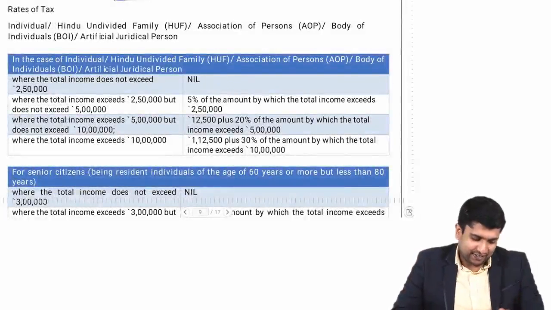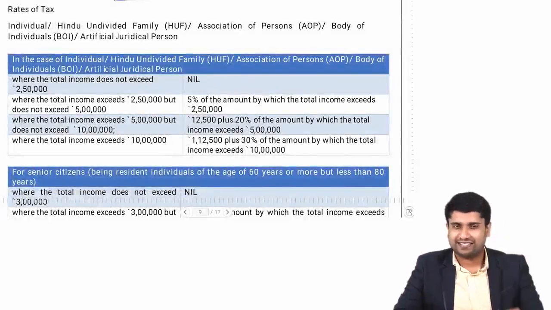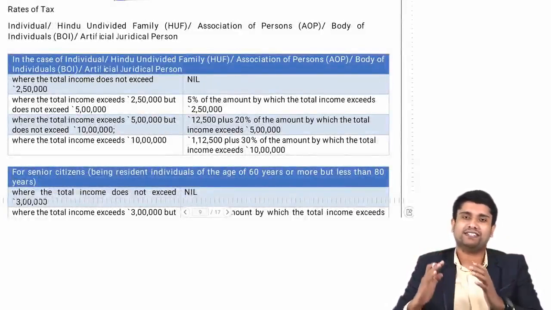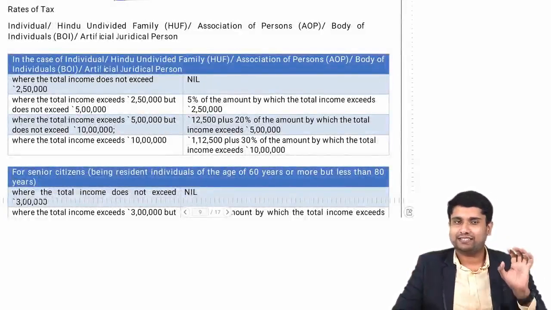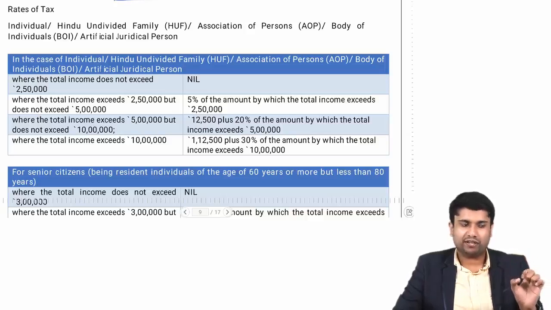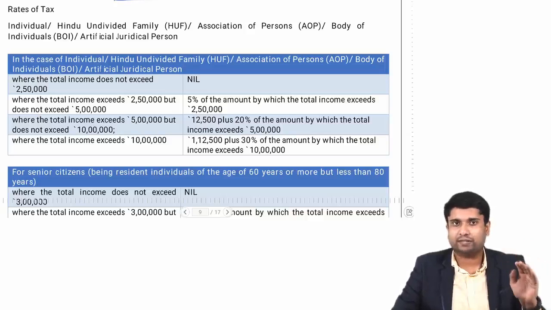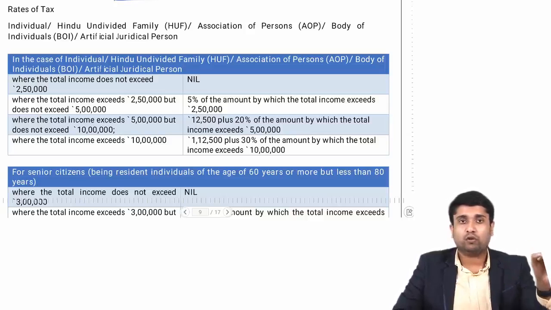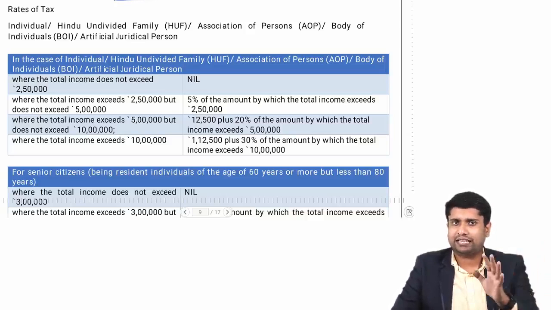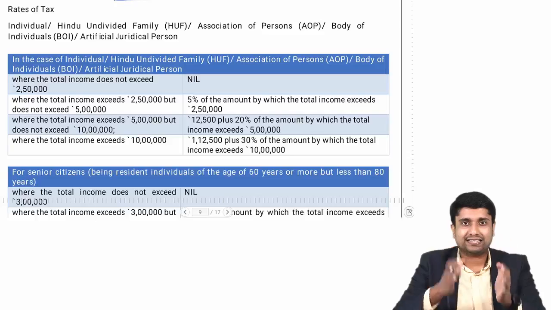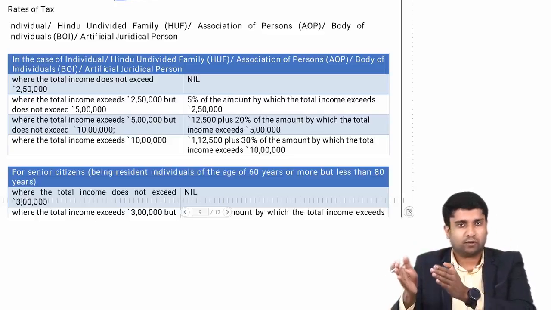Now let's understand the basic rate of taxes applicable for different persons in income tax. We have discussed the definition of persons. We have understood the nature of income, but I haven't told you which all incomes are taxable in India. That we will discuss in the next chapter, chapter 2, scope of total income.